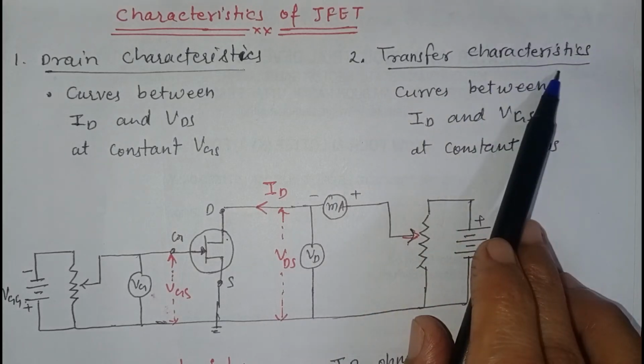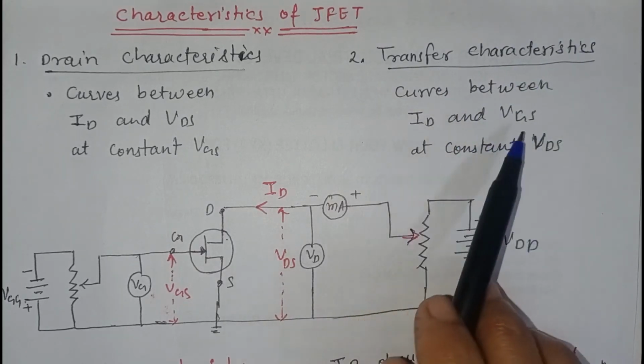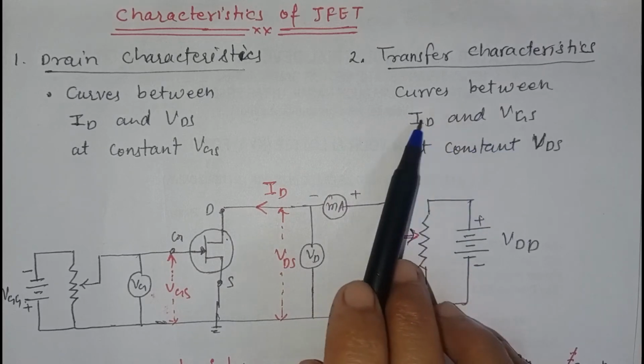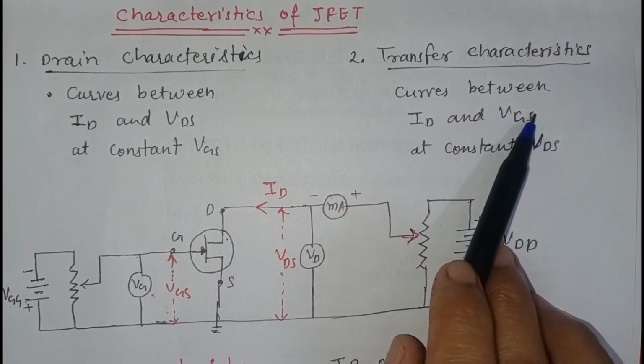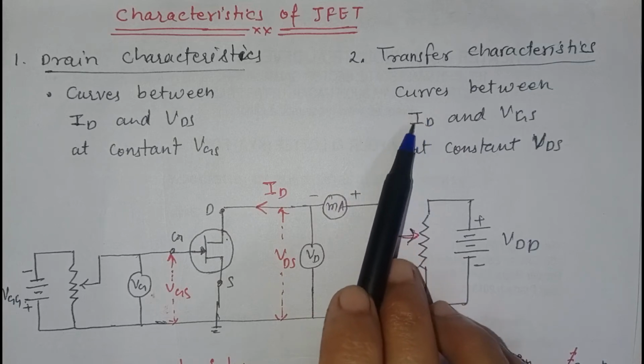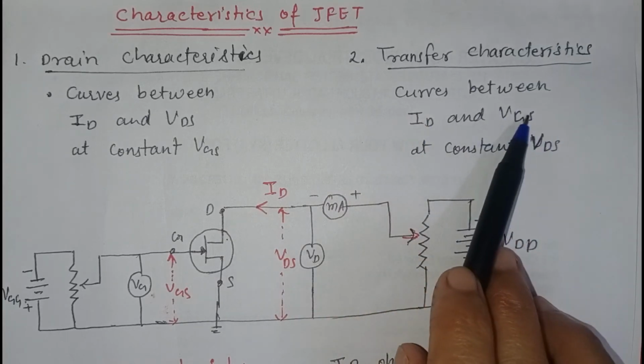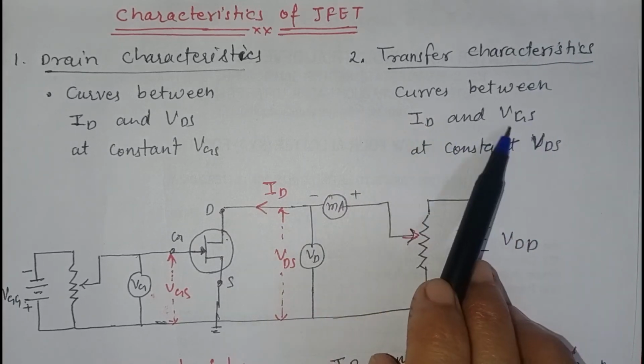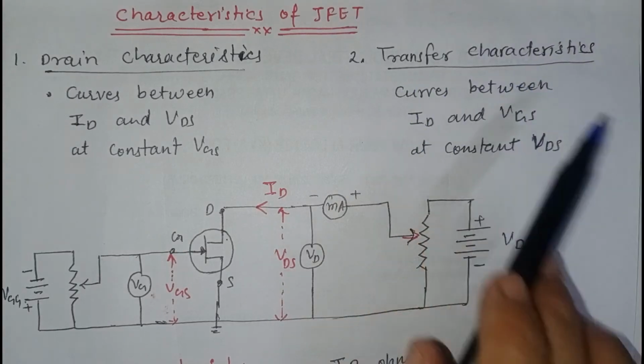These are called transfer characteristics because here the relationship is established between output current and input voltage, as the one quantity is output side and the other quantity is at input side. Therefore, it is called transfer characteristics.